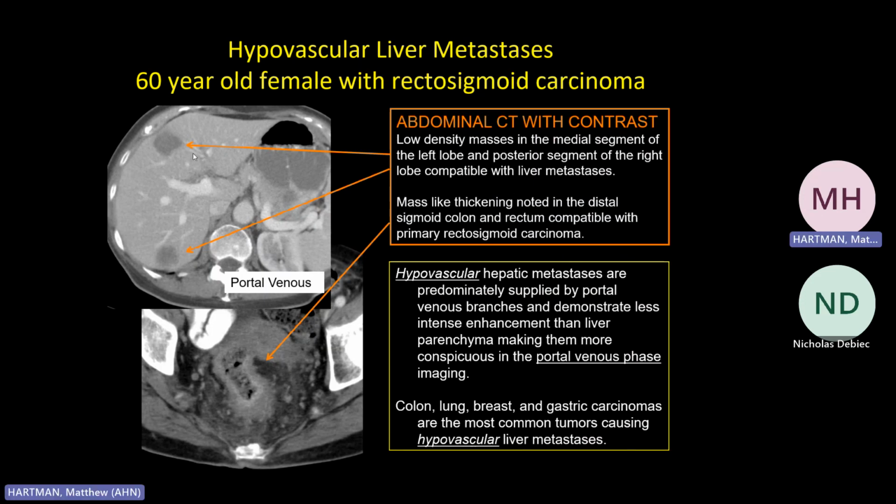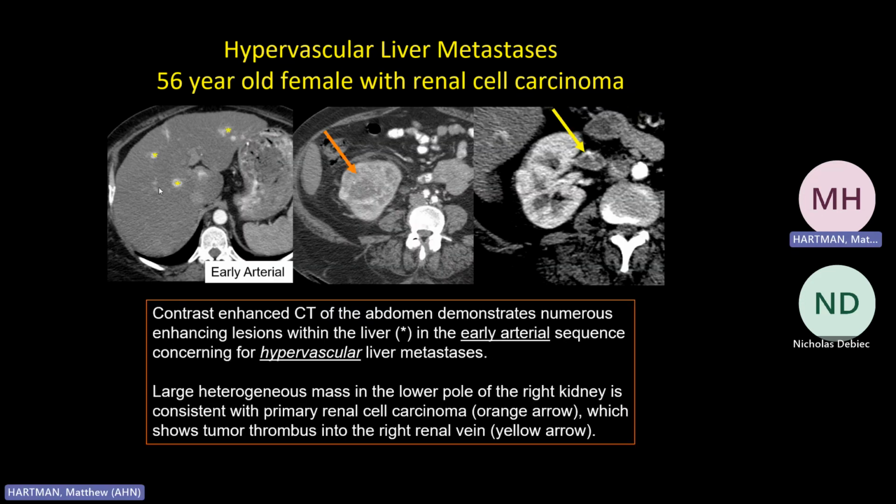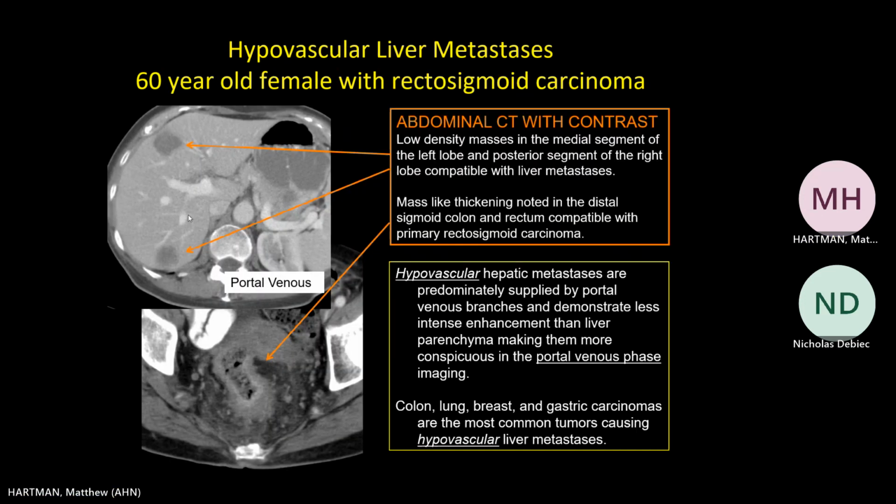Okay, this is in contrast to this one where multiple liver lesions, but these lesions are low density. This is our classic colorectal cancer. Remember in the first RadPath lecture, this is a nice example of mass-like thickening. This was colorectal cancer going to the liver. So again, multiple lesions, is it hypovascular or hypervascular?